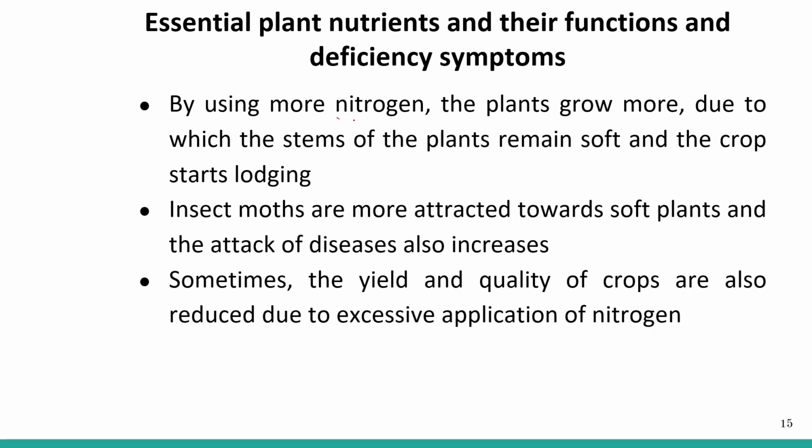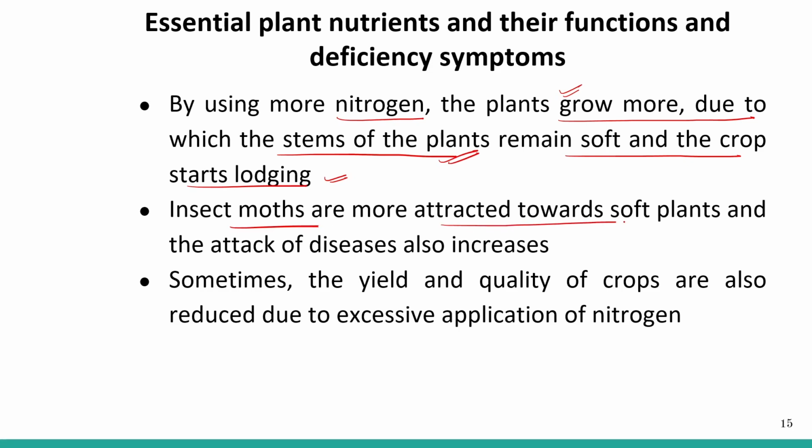By using more nitrogen, the plants grow more, due to which the stem of the plants remains soft and the crops start lodging. Insects and moths are most attracted toward the soft plants, and the attack of diseases also increases. So insects and moths are attracted towards the soft plant parts, and the attack of disease also increases.